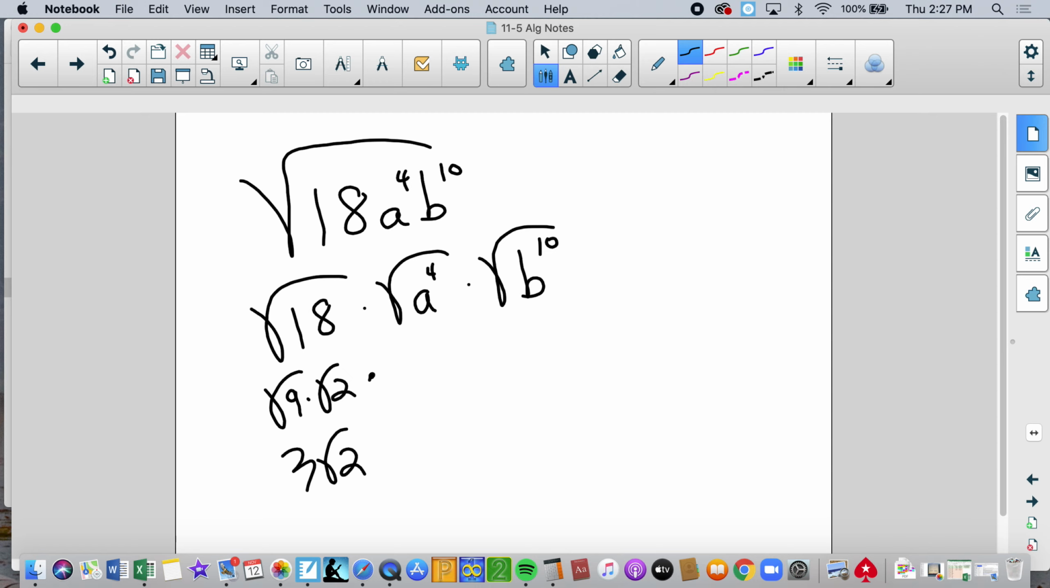A to the fourth, the square root of a to the fourth is a to the second. Sorry, let's do that times a to the second. What is the square root of b to the tenth? It would be b to the fifth.